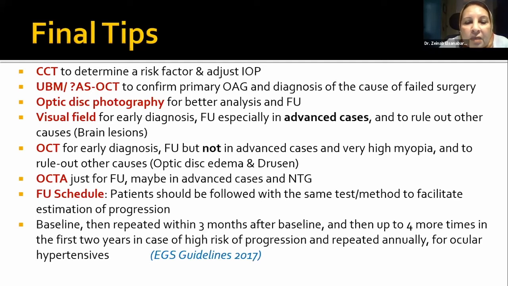The follow-up schedule should be followed with the same test and method to facilitate estimation of progression. We'll do the baseline, then repeat within 3 months after the baseline, then up to 4 times in the first 2 years in case of high risk of progression, and then repeat annually for ocular hypertension.